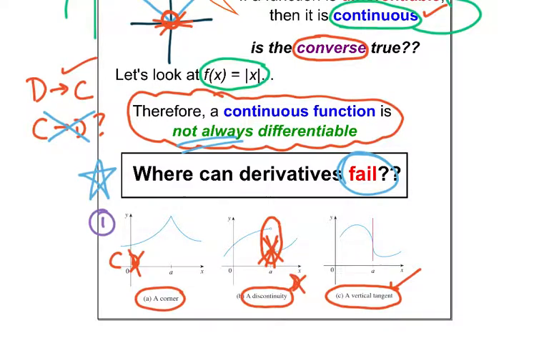So again, number 1, corner. Number 2, any discontinuity. And number 3, a vertical tangent. Memorize those. Those are the 3 spots where a function is not differentiable.